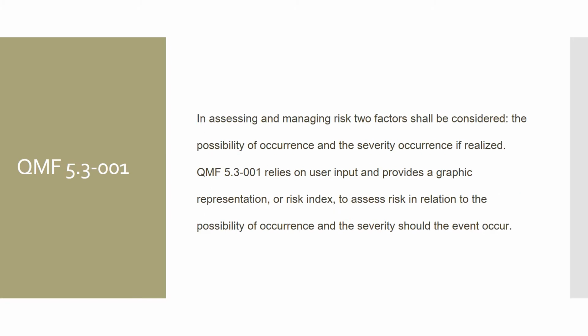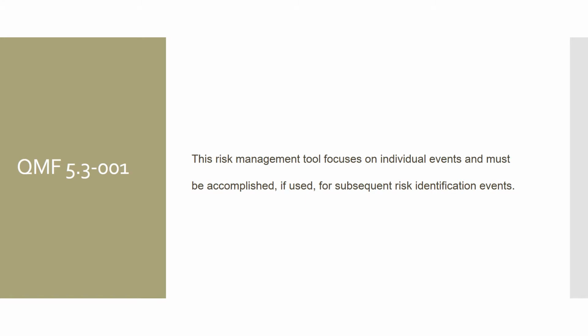In assessing and managing risk, 2 factors shall be considered: the possibility of occurrence and the severity of occurrence if realized. QMF 5.3-001 relies on user input and provides a graphic representation or risk index to assess risk in relation to the possibility of occurrence and the severity should the event occur. This risk management tool focuses on individual events and must be accomplished, if used, for subsequent risk identification events.